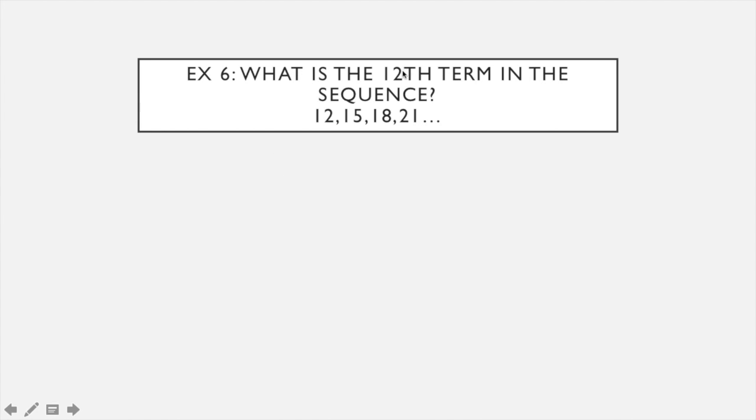So they ask us, what is the 12th term in this same sequence? So we just said we know a sub n equals 3n plus 9. So they ask us to find the 12th term. In other words, that means when n, the number of the term, is 12. So now we just substitute. Everywhere we see an n, we change it to a 12.